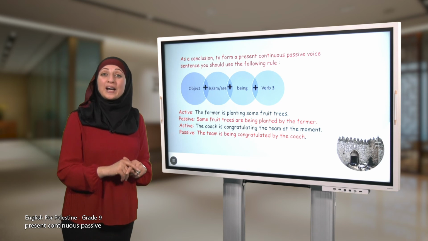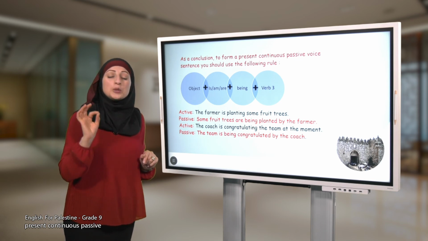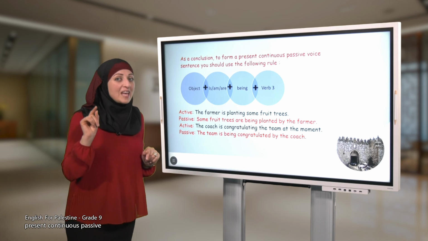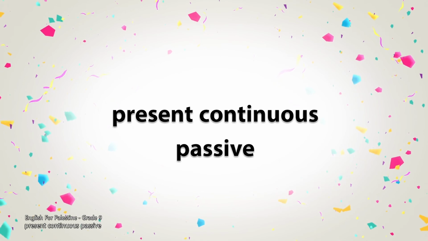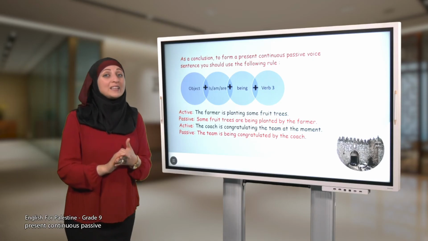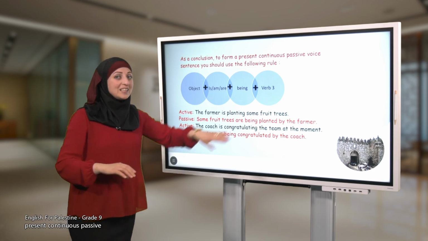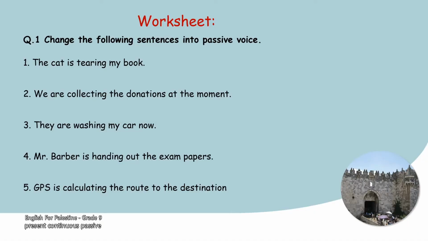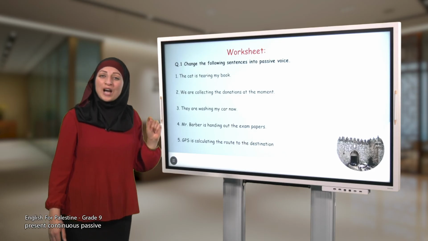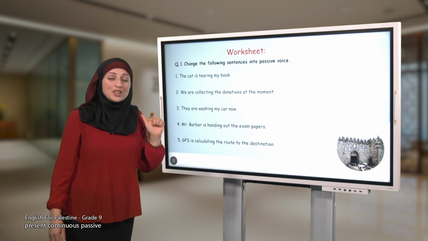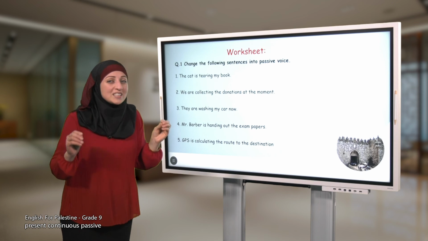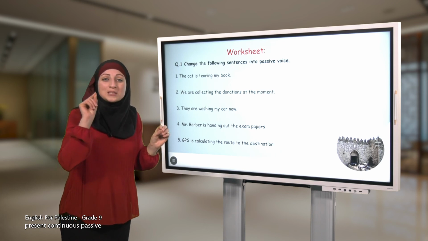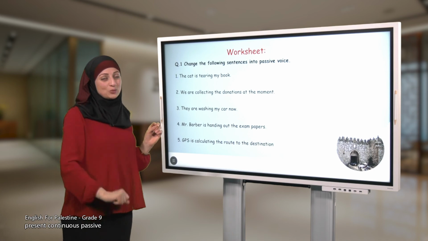I want you to write meaningful sentences using present continuous, passive and active. Now you have a task to do. Please concentrate. Question number one. Change the following sentences into passive voice. Remember that you have to identify the subject, the verb, and the object, so it will be easy for you to change the sentences into present continuous passive. Let's start with the first one.